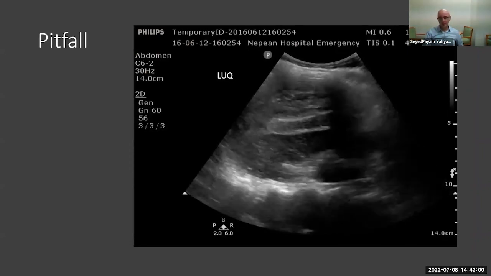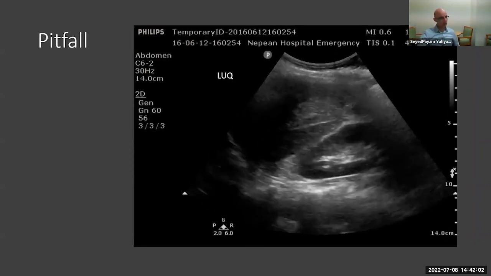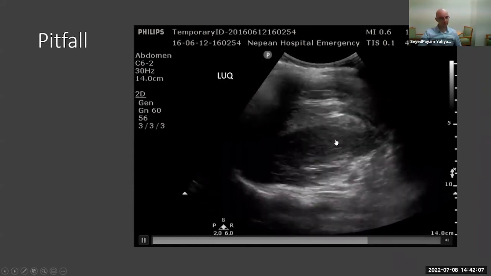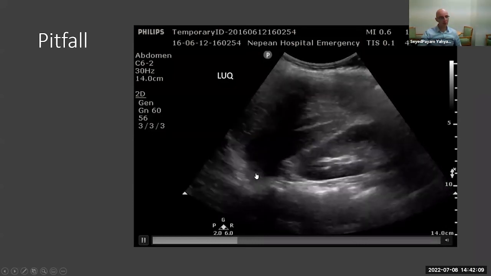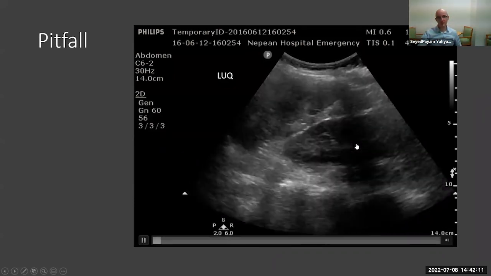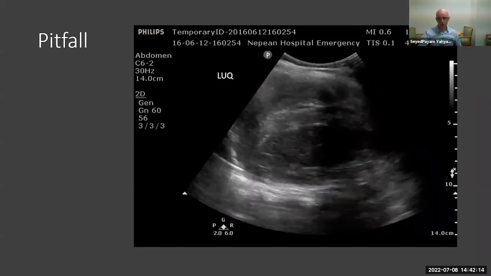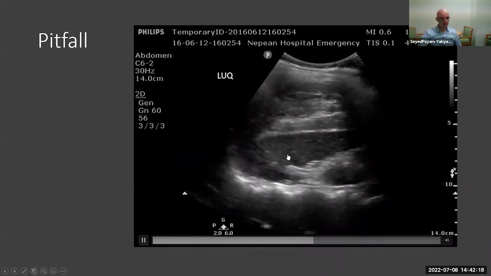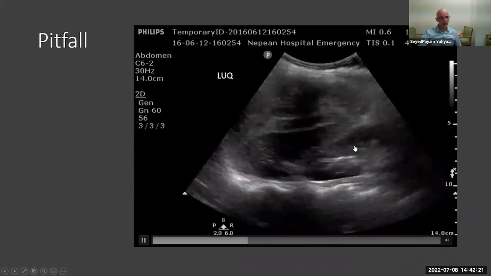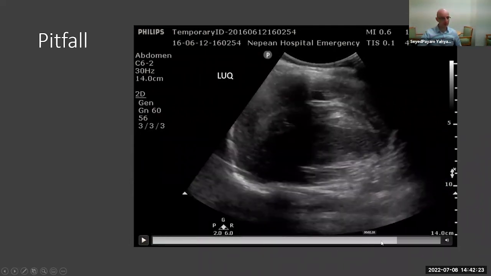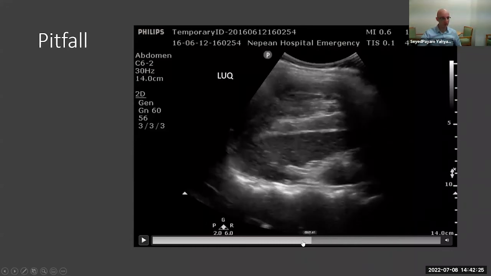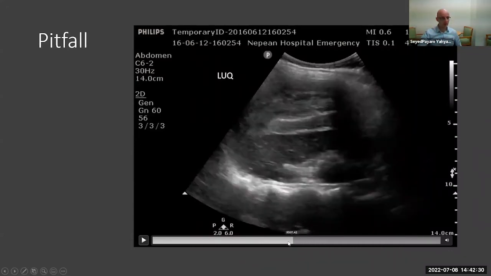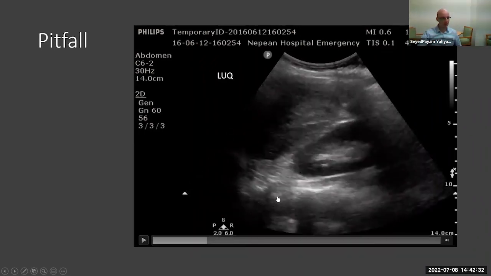Now, there are some pitfalls with the EFAST. Actually, there are two quite common ones. One is that if there is some time past the trauma and the blood is already clotted, it might be echogenic, like this one there, and it might be mistaken for the rest of the soft tissue, but you can see the kidney there.